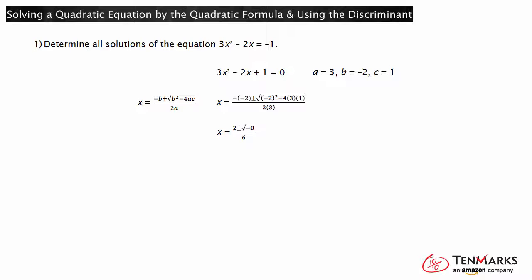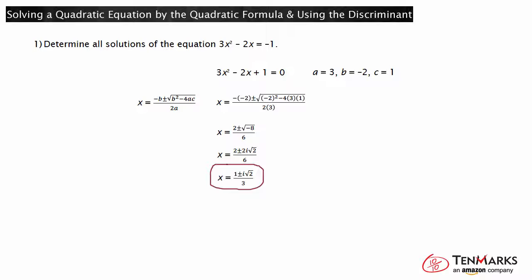Performing all operations gives x equals 2 plus or minus the square root of negative 8 all over 6. The square root of negative 8 can be rewritten as 2i times the square root of 2. Reducing the fraction then gives x equals 1 plus or minus i square root of 2 all over 3. So, the solutions to the equation 3x squared minus 2x equals negative 1 are x equals 1 plus or minus i square root of 2 all over 3.